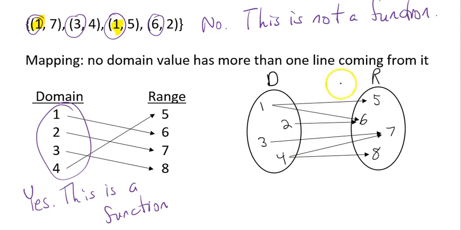In this circular type of mapping, again, I don't care about the range. I don't care that there's 2 pointing to 6 or 2 pointing to 7. I only focus on the domain. Since there are 2 lines coming from the 1, it's already not a function, but there are 2 lines coming from the 4 as well, so that would make it not a function. So there are several reasons that this is not a function. So no, this is not a function.